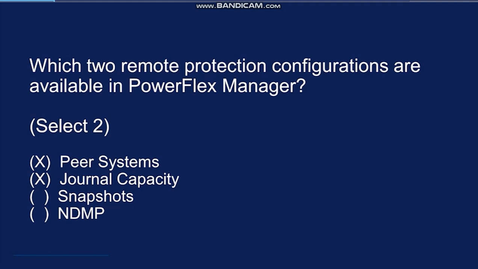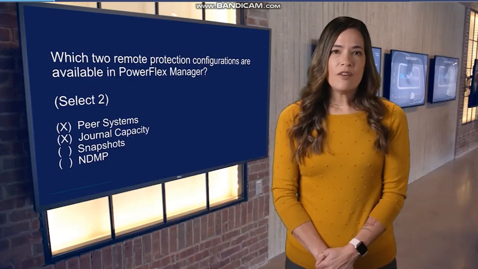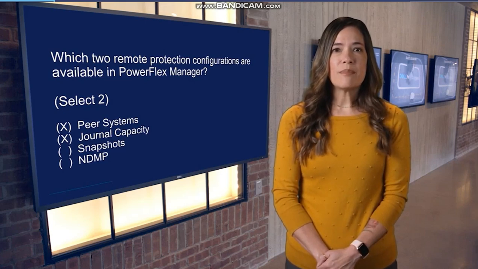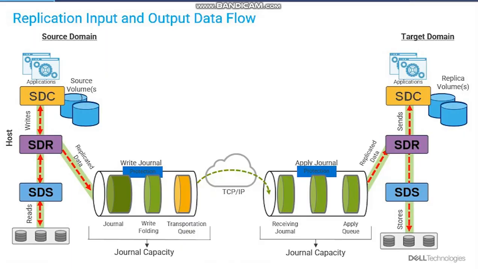Volumes are mapped to the SDC nodes in a PowerFlex cluster. The SDC node is the component that connects the client application request to the storage pool through the volumes. All the input and output data transfer use a TCP/IP connection. Of the four answers, Pure Systems and Journal Capacity are the two correct answers. They are the two remote protection configurations used to monitor and protect the data transfer from the storage pool to the volumes to the client application.